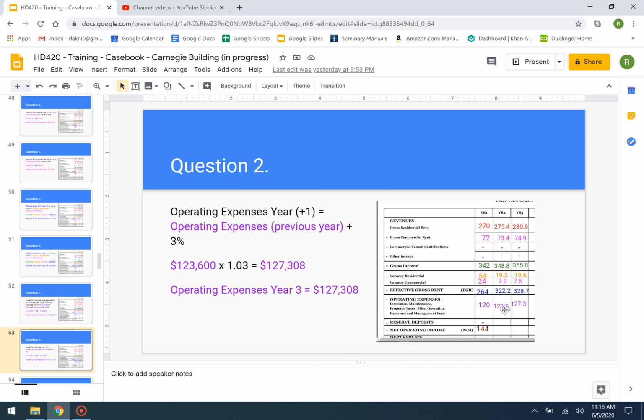Same thing for the next year. We're going to take our second year operating expenses, or the previous year, adding 3% or timesing it by 1.03 for 127,308. That's our number for year 3 operating expenses, and we plug it in right there.